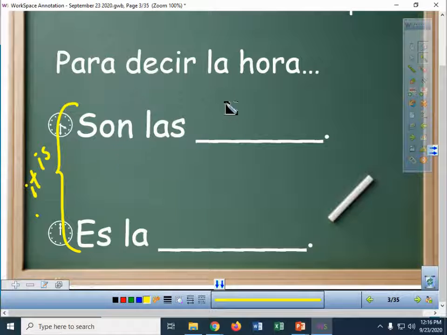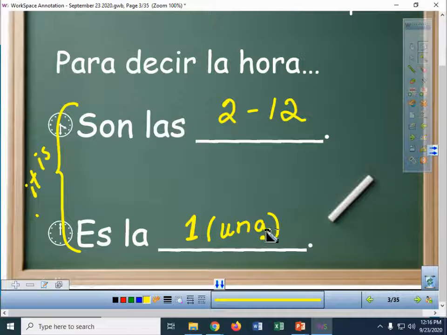So if these two phrases mean it is, when do I use it or how do I use it? Well, son las is used for numbers 2 to 12. So if I want to say it is 2, son las dos. It is 12, son las 12. And es la is only used with number 1. Now, I've learned that the 1 in Spanish is uno. But in the case of time, we have to write una. It ends with an A. Una. Es la una. So make sure you get that. Make sure you're writing this with me.